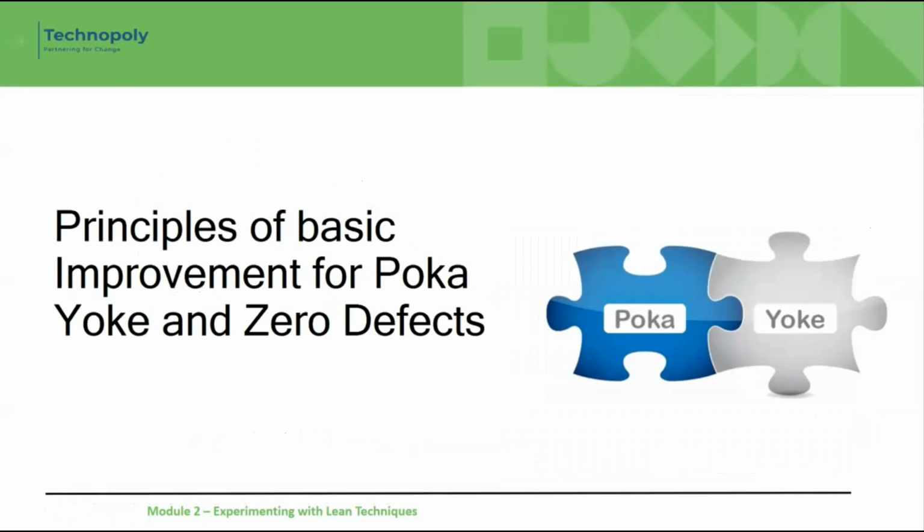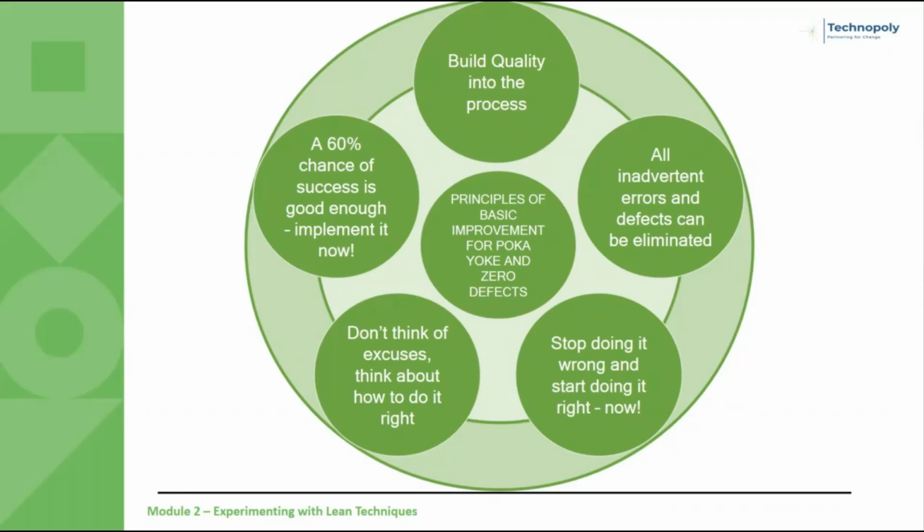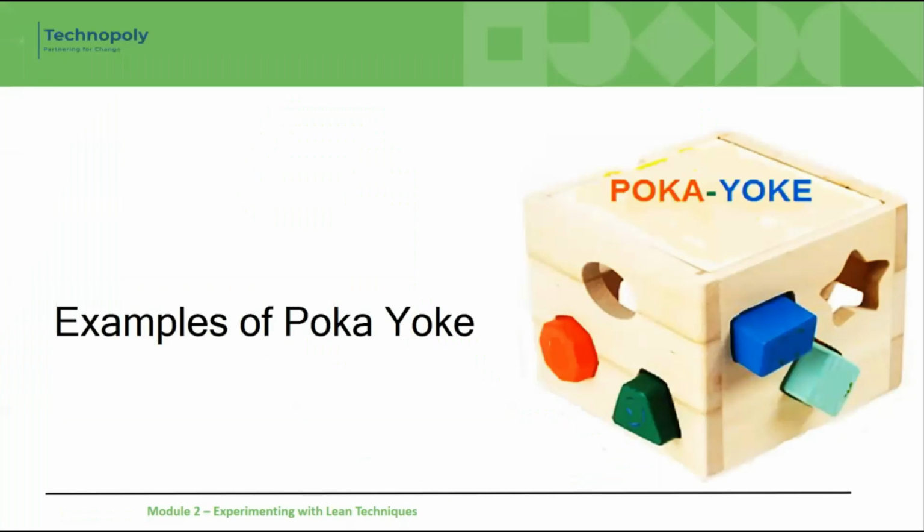Here are some principles of basic improvement for poka-yoke and zero defects. First, build quality into the process. Also, all inadvertent errors and defects can be eliminated. Stop doing it wrong and start doing it right now. Don't think of the excuses, think about how to do it right. And a 60% chance of success is good enough. Implement it now.